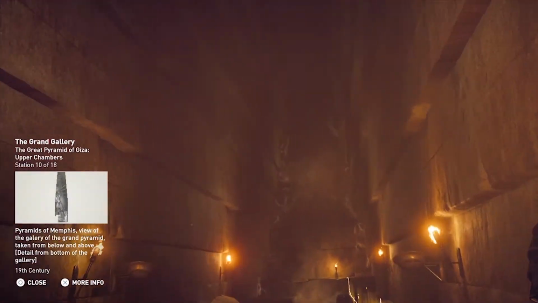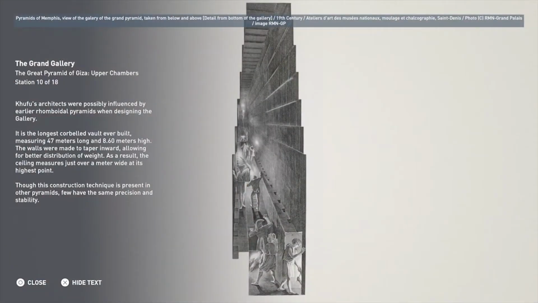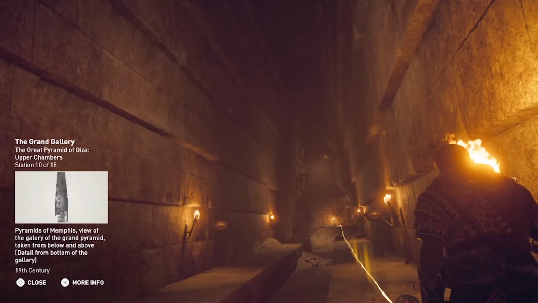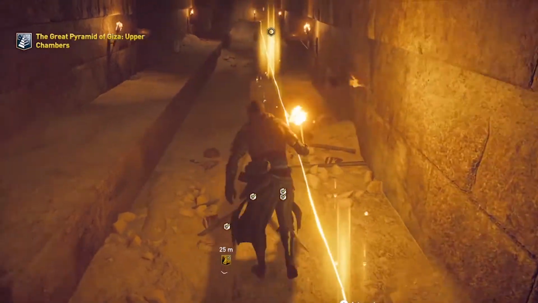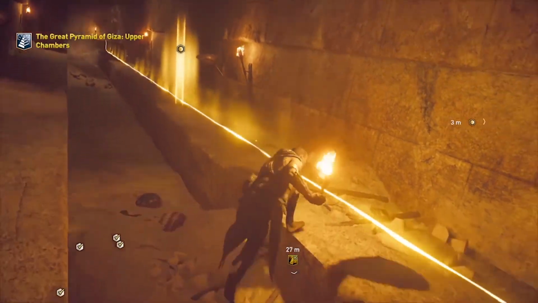Khufu's architects were possibly influenced by earlier rhomboidal pyramids when designing the gallery. It is the longest corbelled vault ever built, measuring 47 meters long and 8.6 meters high. The walls were made to taper inward, allowing for better distribution of weight. As a result, the ceiling measures just over 1 meter wide at its highest point. Though this construction technique is present in other pyramids, few have the same precision and stability.